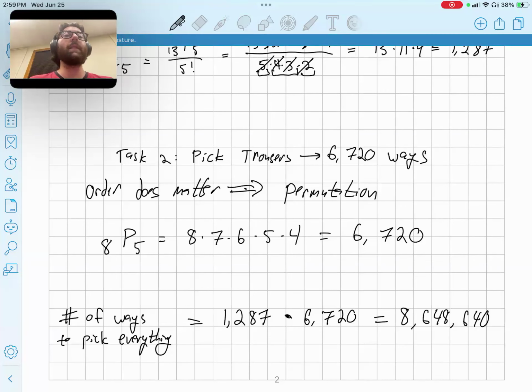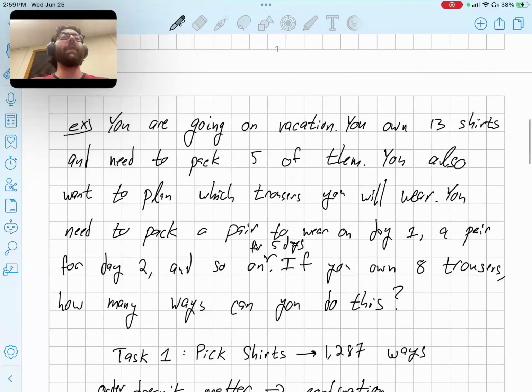We're combining a permutation and a combination. Half of these decisions involve a combination, and the other half, because we've got an order to it, we're picking an order as well as we're picking which trousers and which days to wear them. That's an ordering, and so that's upping our number.